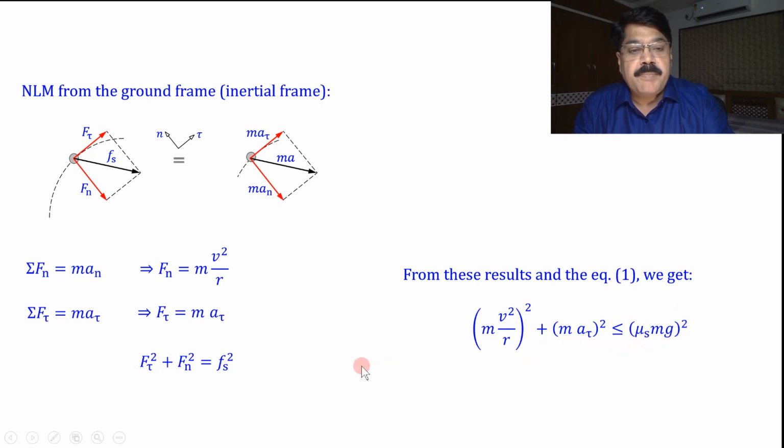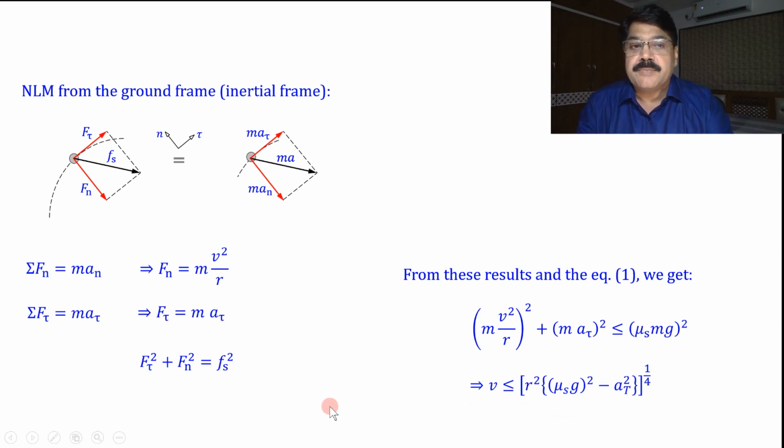By simplifying this, we can write v is less than or equal to r square times mu s g square minus a tau square, whole power 1 by 4, because you can see that is a power 4, so it will be 1 by 4. In this way, we have calculated the speed of the motorcyclist. This was the first example in which tangential acceleration came into the picture. Whenever there is tangential acceleration, you can account for it this way.